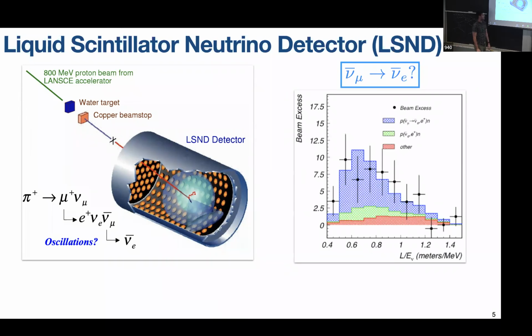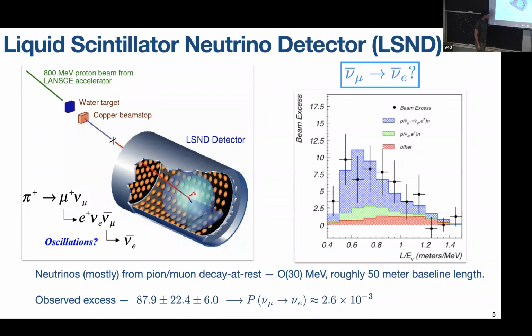And they saw a significant excess. So a significant excess above background indicated by the blue hatched region. And if you say that this is coming from some new oscillation, maybe it's just constant with respect to energy, that oscillation probability works out to about a few times 10 to the minus 3, ν̄μ oscillating into ν̄e. You can see the statistical significance is about 4 sigma from LSND.